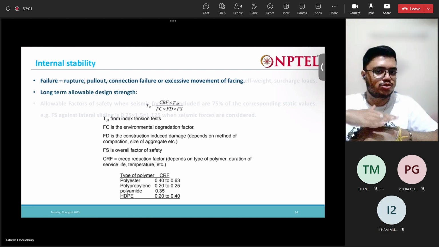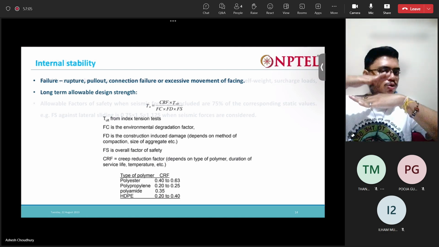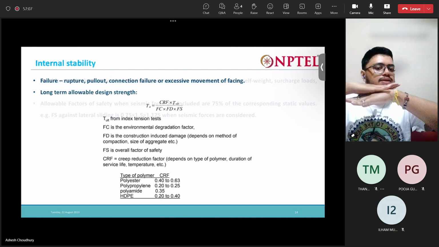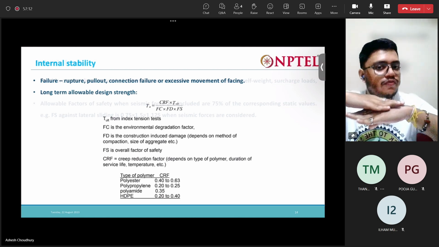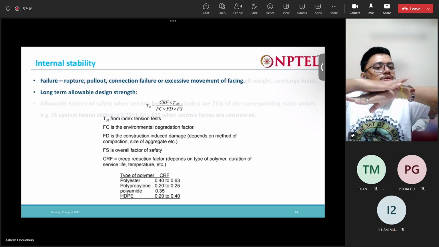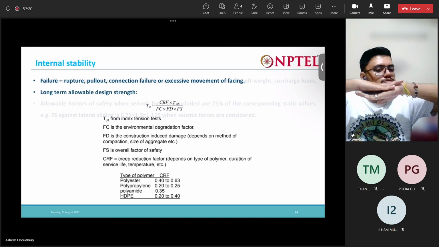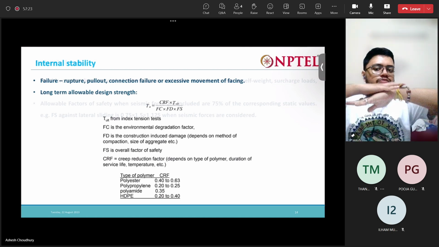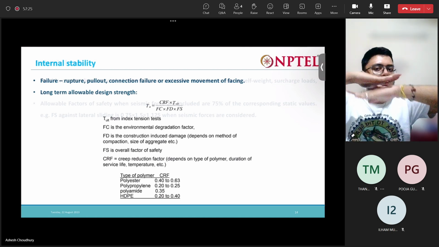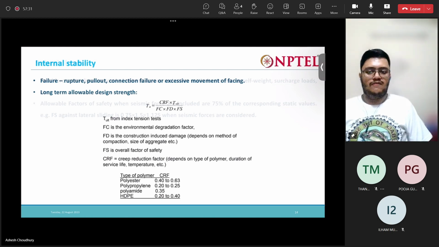So when loads act on the reinforcement, there is frictional resistance, there is mobilization of frictional resistance at the interface. What does this frictional resistance do? This prevents the sliding of the reinforcement. But what if this force exceeds the limit? If the force exceeds the shearing resistance limit, what will happen? It will slide out, right? That is nothing but the pull out failure.